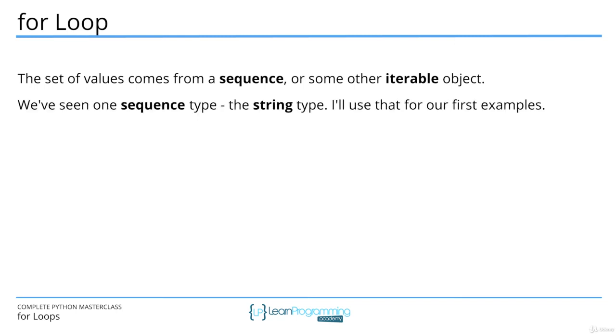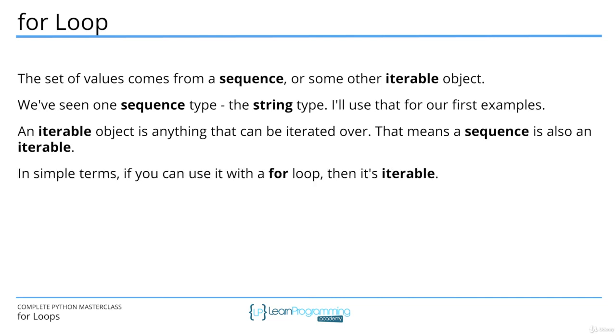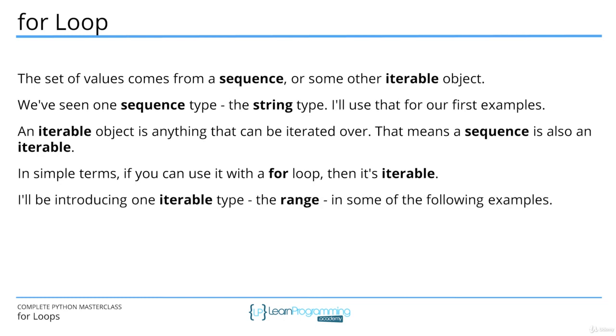We've seen one sequence type, the string type. I'll use that for our first examples. An iterable type is anything that can be iterated over. So that means a sequence is also an iterable. In simple terms, if you can use it with a for loop, then it's iterable. And I'll be introducing one iterable type, the range, in some of the following examples.